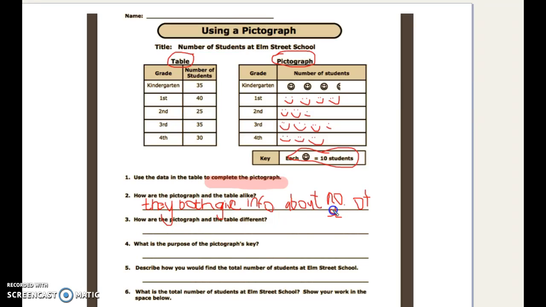This is messy. Yours will be neat, right? Right. Whatever. Let's look at number 3.